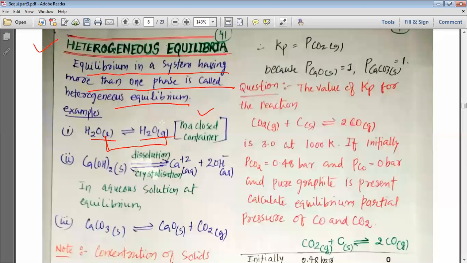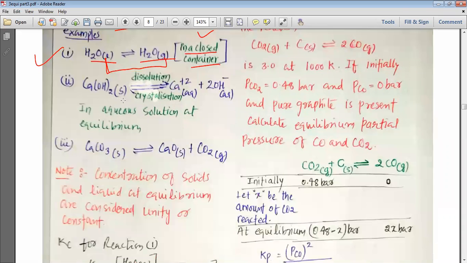As we have two different phases, liquid and gas, available, we call this equilibrium a heterogeneous equilibrium. If you look at Ca(OH)2 solid, on dissolution it gives Ca2+ aqueous and 2OH- aqueous. But Ca2+ aqueous and 2OH- aqueous crystallize and form Ca(OH)2. This is the aqueous solution at equilibrium. We get this kind of equilibrium between the Ca(OH)2 solid and Ca2+ ions and OH- ions.